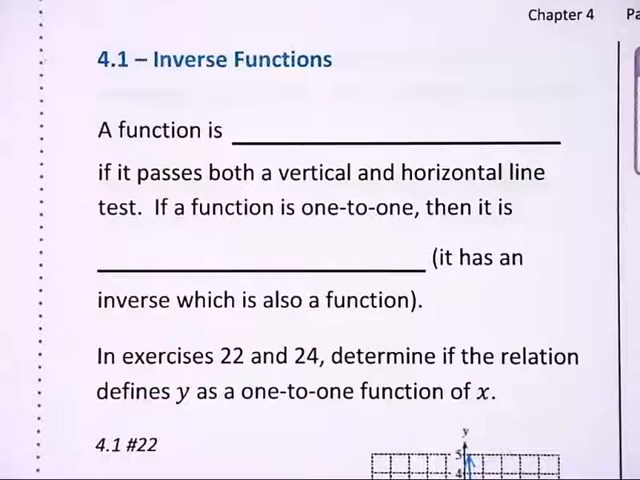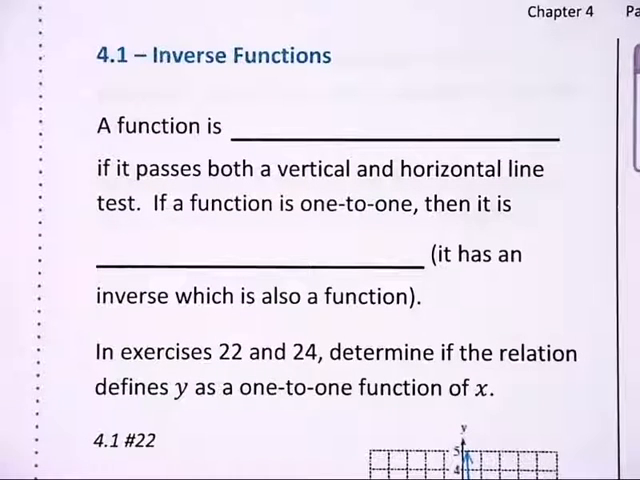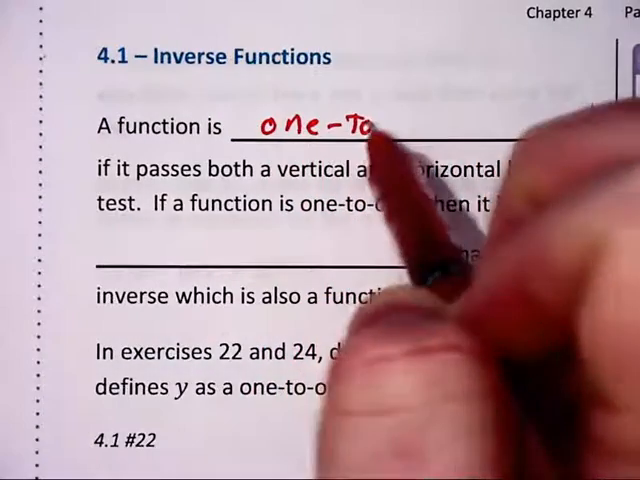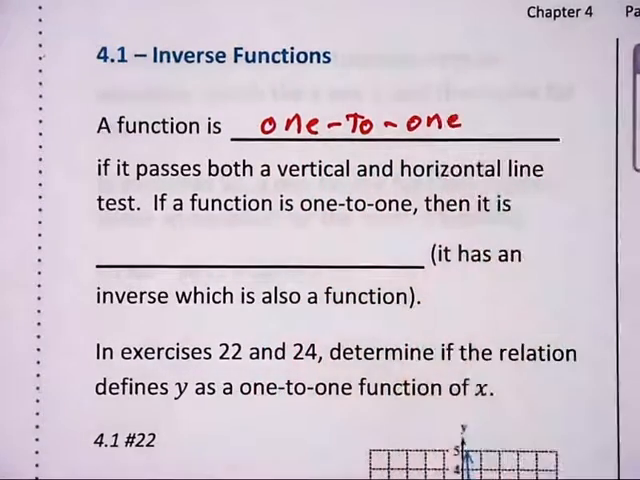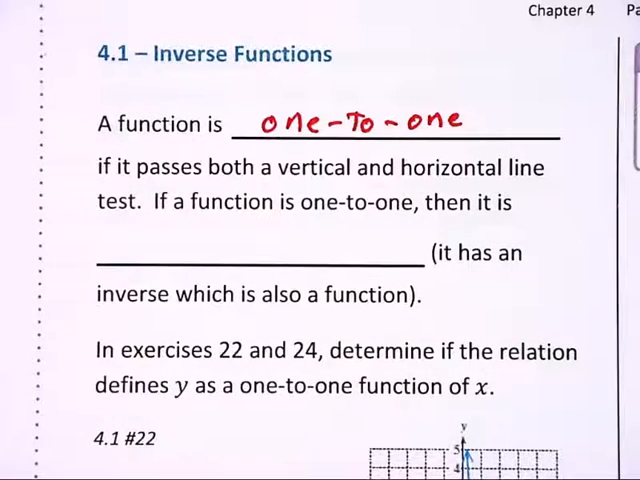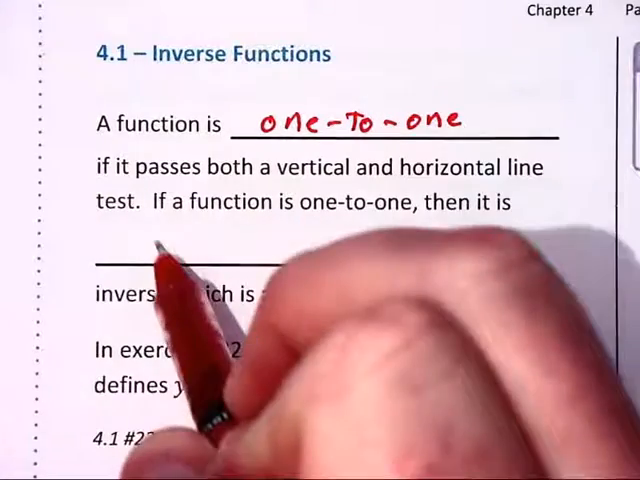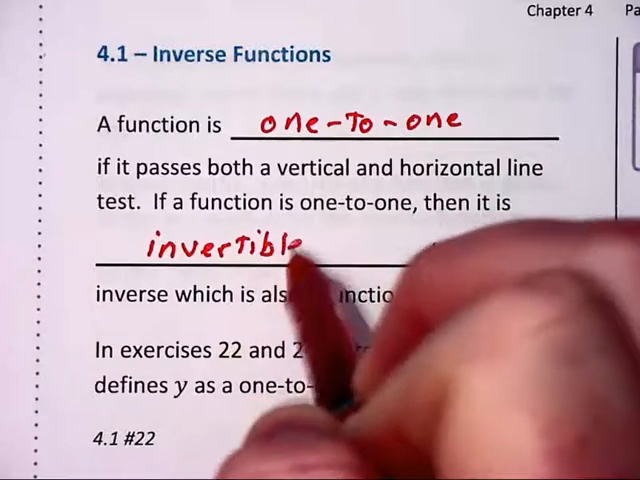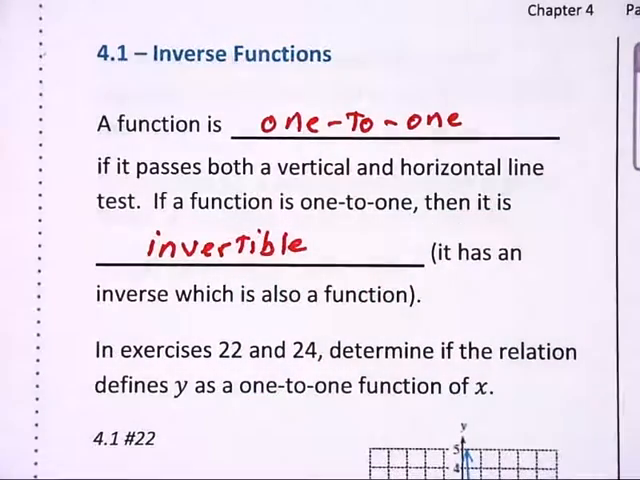We begin Chapter 4 with a couple of definitions. The first one is for a one-to-one function. A function is one-to-one if it passes both a vertical and horizontal line test. And if a function is one-to-one, then it is invertible. In other words, it has an inverse, which is also a function.